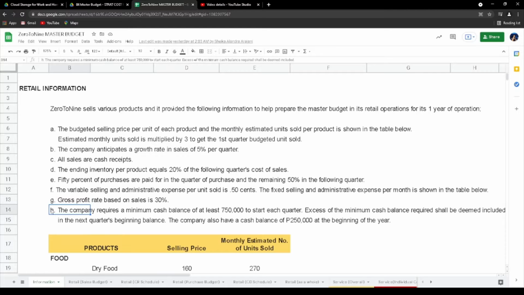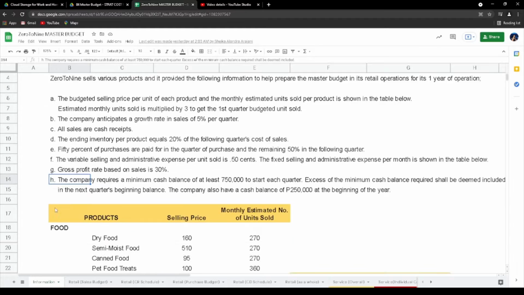And lastly, letter H. The company requires a minimum cash balance of at least $750,000 to start each quarter. Excess of the minimum cash balance required shall be deemed included in the next quarter's beginning balance. The company also has a cash balance of $250,000 at the beginning of the year.